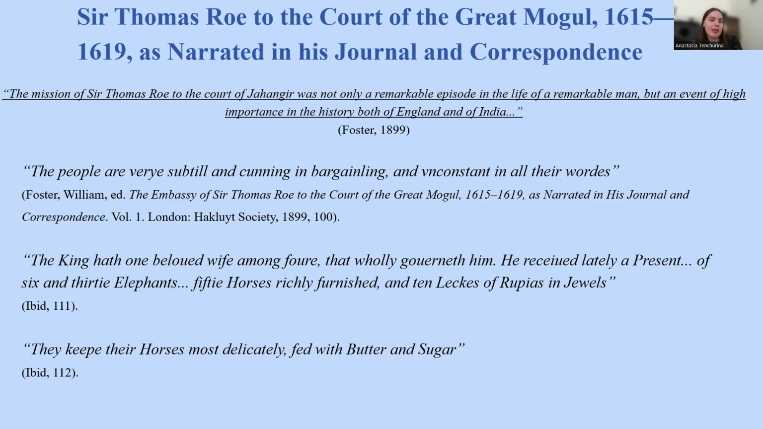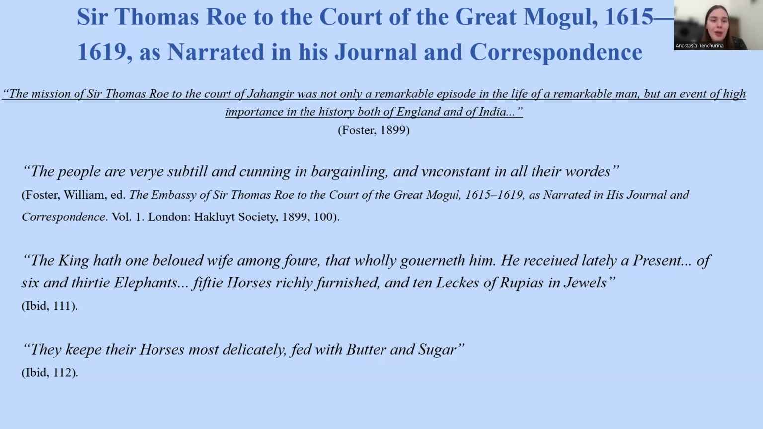And Roe's own account gives a very rich picture of the Mughal court. And you can see here the first quotation on the slide that states the people are very subtle, cunning and bargaining, and constant in all their words. So here you can see commercial difficulty that becomes moral character. At the same time, Roe is fascinated by wealth and courtly splendor. He writes about the king and about his beloved wife, who has lots of power. And then he describes a present of 36 elephants, 50 horses richly furnished, 10 lakhs of rupees in jewels. So it's basically the language of courtly excess: elephants, horses, gifts, female political influence as well.